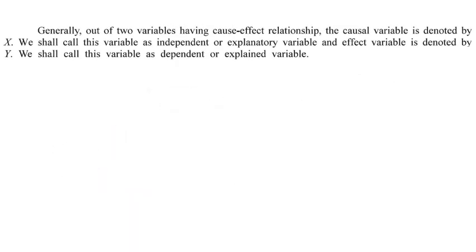Usually, when two variables are connected with a cause and effect relationship, in regression we will call one variable, which is the causal variable, the independent variable, which does not depend on anything. We will call that independent variable x. Another variable, which is the effect variable or dependent variable, which depends on the happening of x, we will call y. Let us take an example.